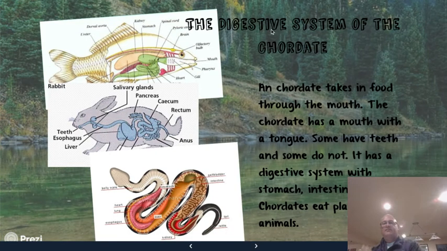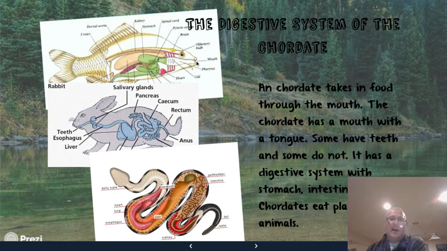Digestive system. A chordate takes in food through the mouth. So we have what's called a complete digestive system. Food goes in the mouth. It goes through a series of tubes, whether it's the stomach, the large intestine, the small intestine, the cloaca, the anus. Some of these have a tongue and teeth. Some do not. It has a digestive system with a stomach, the intestines, and then it is complete.